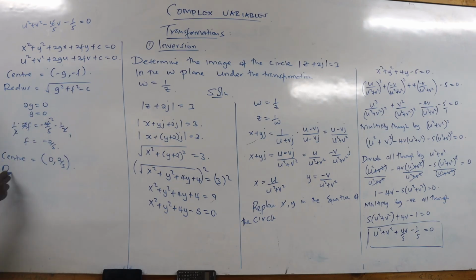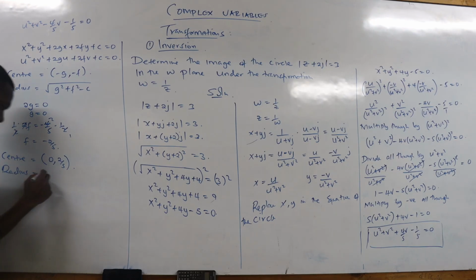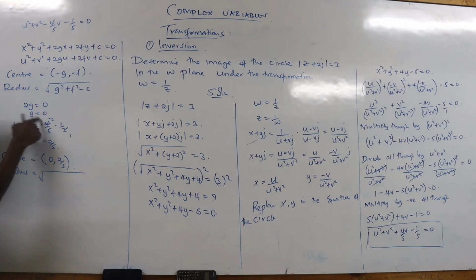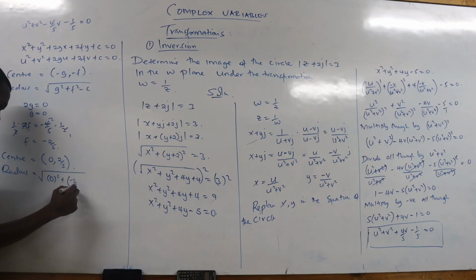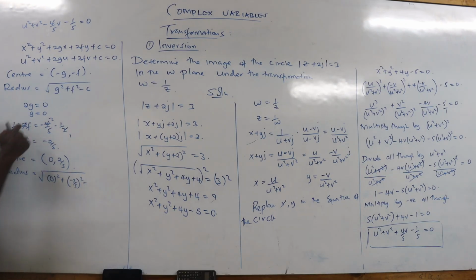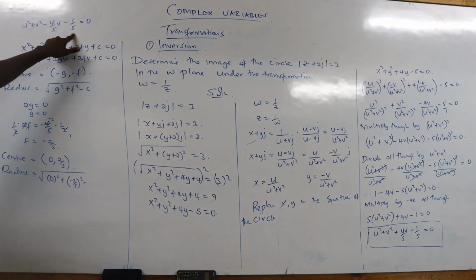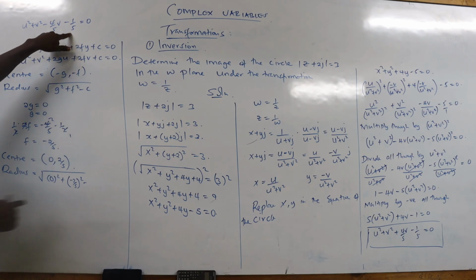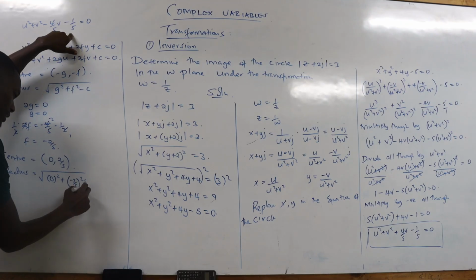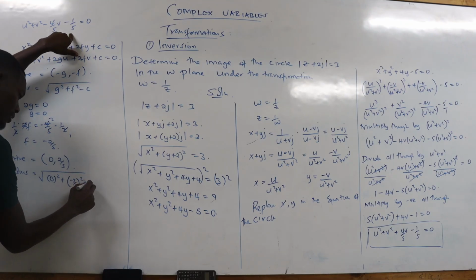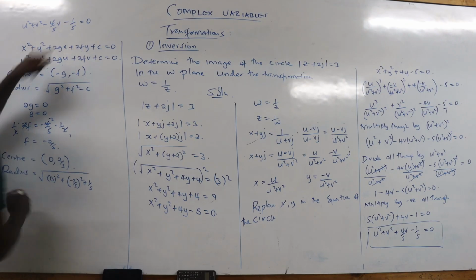Then the radius is given by square root of g squared. What is your g? Your g is 0, squared. What is your f? Negative 2 over 5, squared, minus our constant c. What is our constant here? Negative 1 over 5. So it is minus negative 1 over 5, which gives us positive 1 over 5.